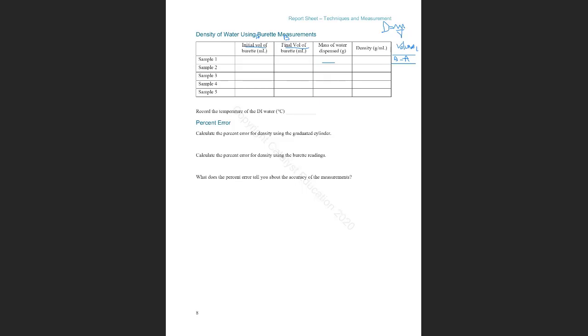Okay, and then we are going to calculate the percent error for the density when we did it with the graduated cylinder. So they will tell you in the report what the actual value is. So you will use the same formula that you used before. Let's say you calculated a density. Here they will tell you the recorded temperature, right? So they will tell you the actual value.